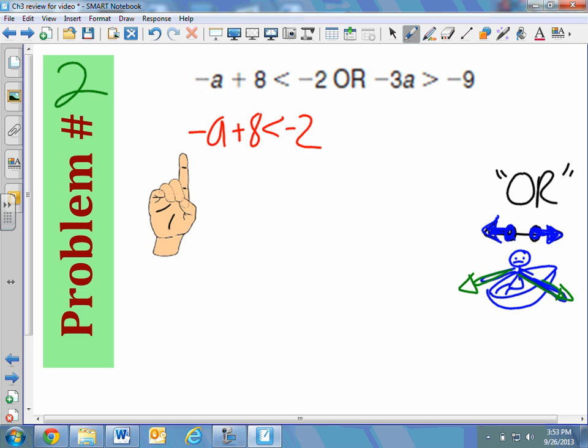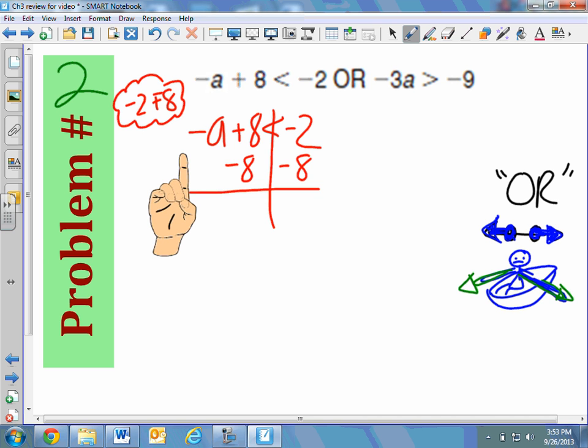I'm going to get rid of the 8 first. Line down the inequality. Okay, -2 minus -8, or -8. -2 minus 8. Do the do if you need to. Don't change opposite, opposite. I end up with a negative 10 and the greater than sign and the negative a.